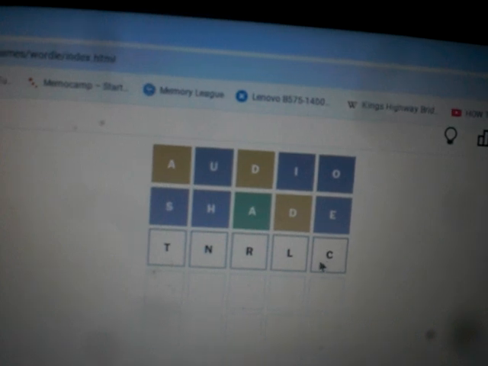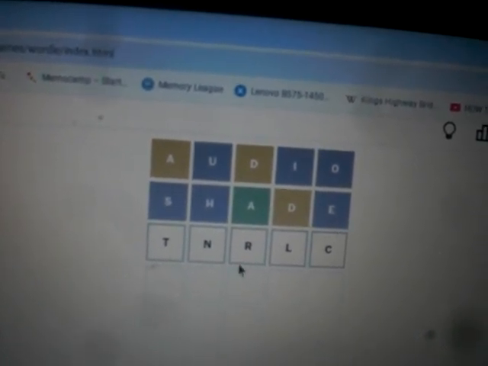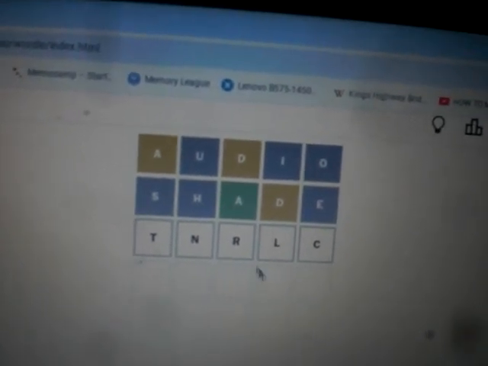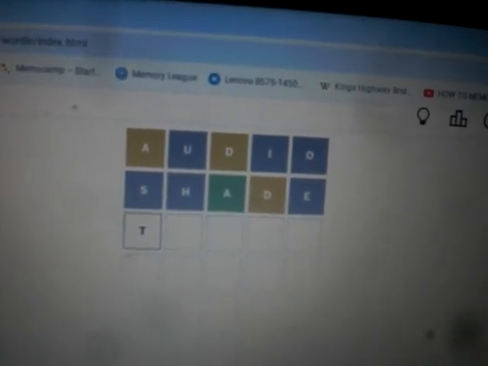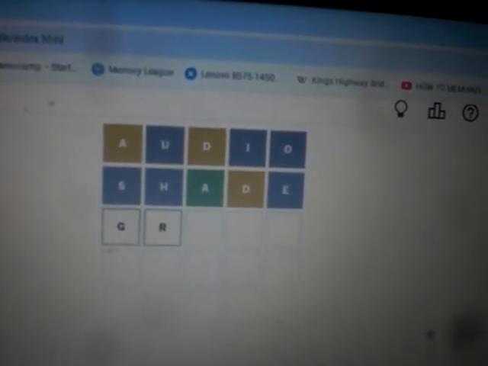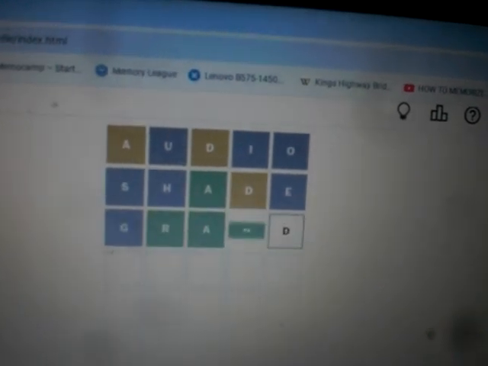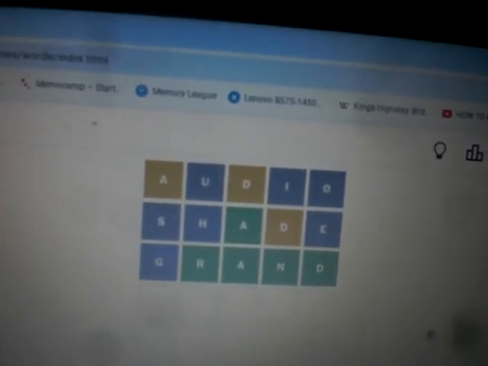See if I can find something with these letters though. We've got 2 of the letters. So G-R-A-N-D works, but doesn't use the T, L or C. Oh, a grant, G-R-A-N-T, oh no, we've got to use the D though. So grand it is. And that could be it. That would be sweet to get it in 3 again. Ah, Wordle, you're toying with me.